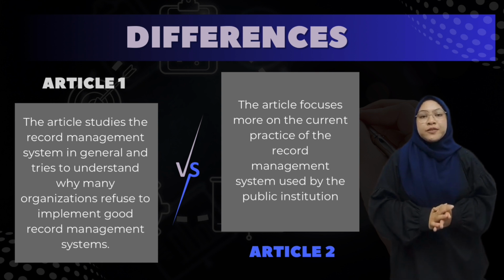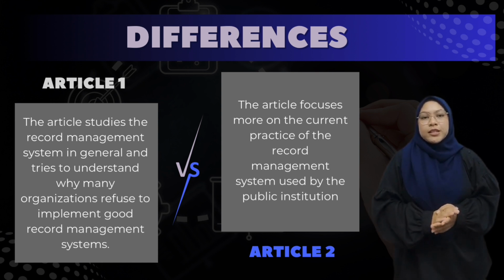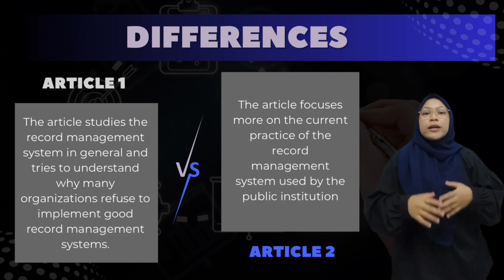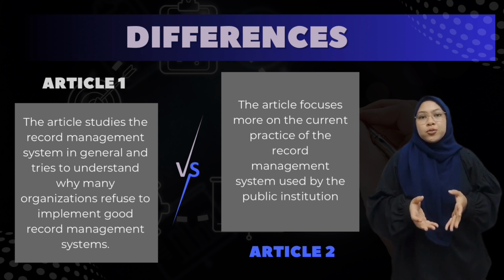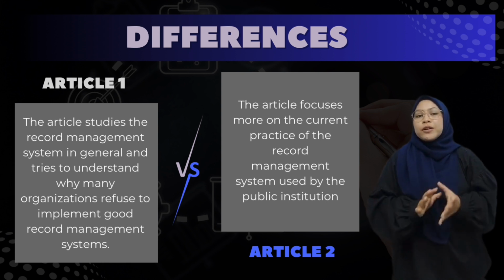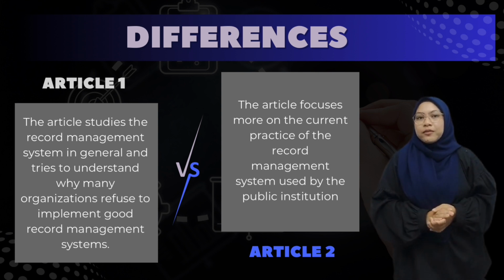As you can see, the difference between Article 1 and Article 2 is that Article 1 studies the record management system in general and tries to understand why many organizations refuse to implement a good record management system, while Article 2 focuses more on the current practice of record management system used by public institution archive in Malaysia.